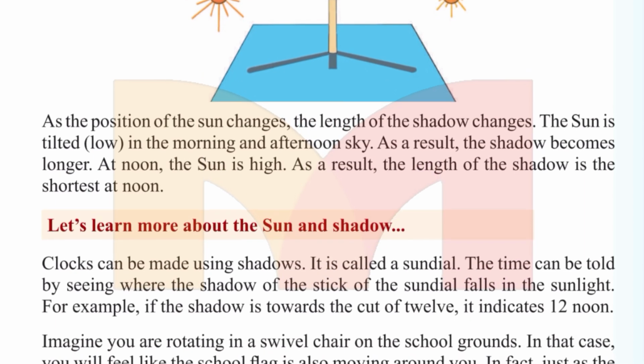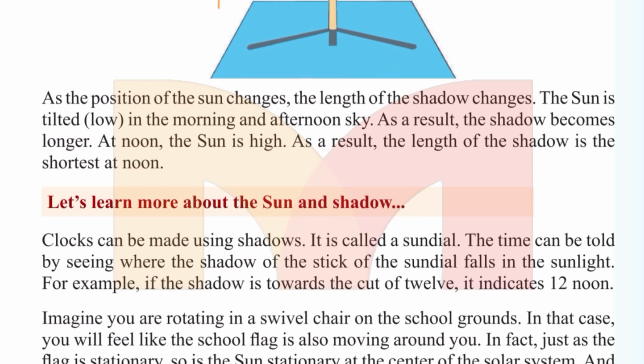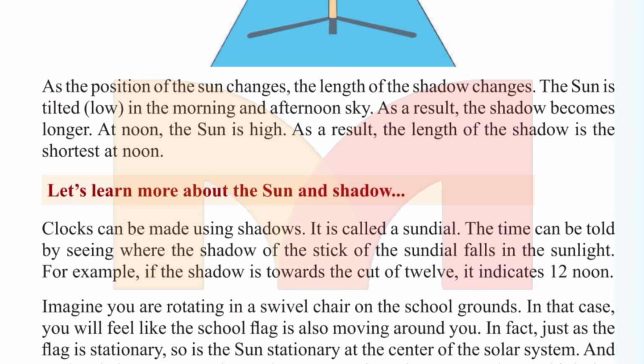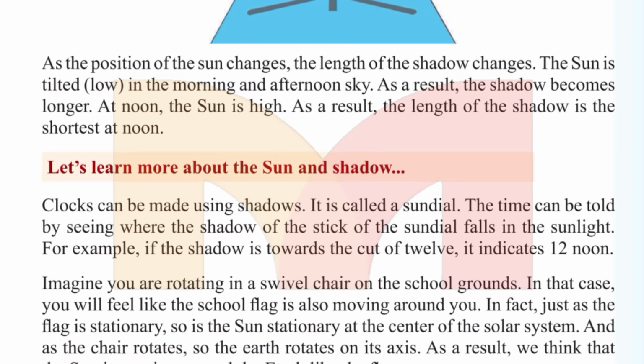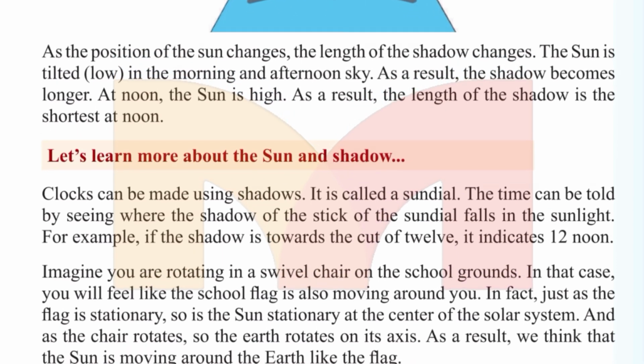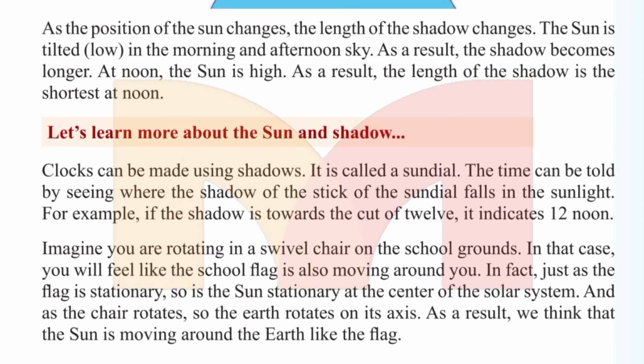Let's learn more about the sun and shadow. Clocks can be made using shadows. It is called a sundial. The time can be told by seeing where the shadow of the stick of the sundial falls in the sunlight. For example, if the shadow is towards the cut of 12, it indicates 12 noon.